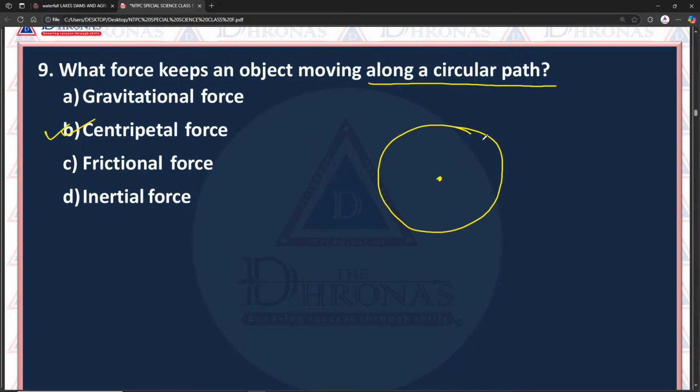The force that is towards the center is known as centripetal force. और जो towards the outward रहता है, the force that is outward, that is centrifugal. The opposite force outward direction is known as centrifugal. The force towards the center is centripetal.